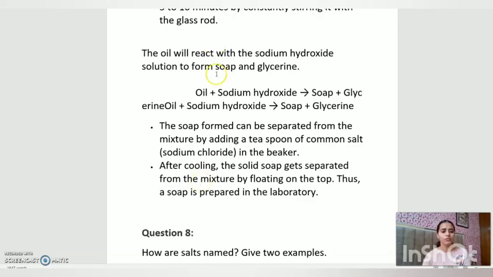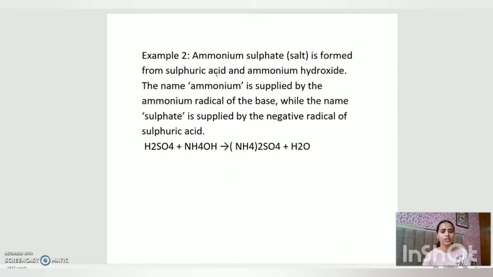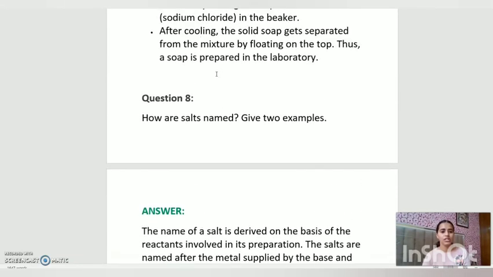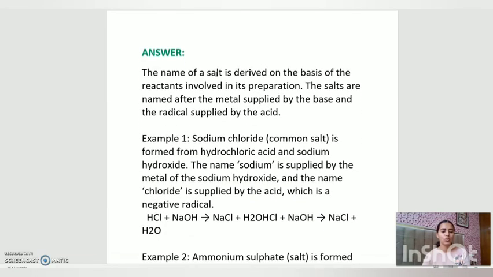So question number 8. Question 8 is our last question. So how are salts named? Give two examples. Now you have to tell the two examples of salts, right?